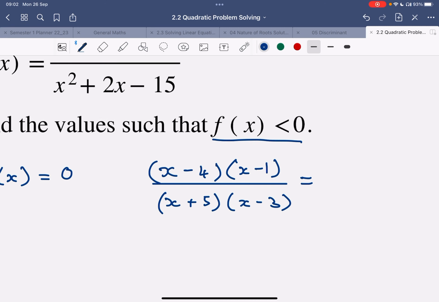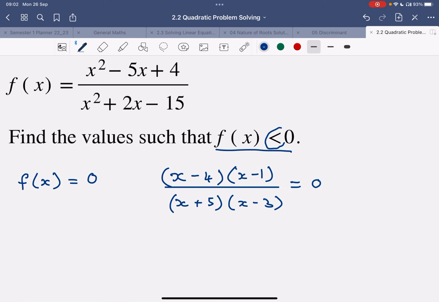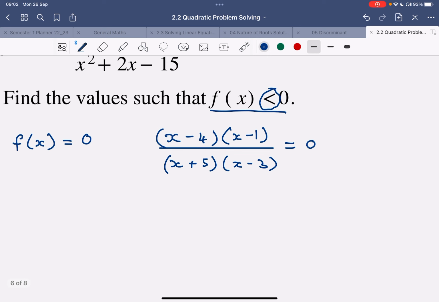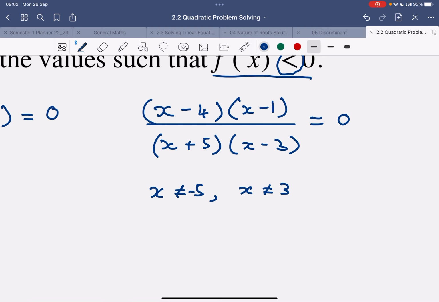Okay, now I'm going to make it equal to 0, and we're going to use this less than right at the very end. Now clearly we should know that x cannot be 3 and x cannot be negative 5, because we can't have a 0 on the denominator. These two values are going to be part of my critical values. Then on the top, x equals 4 and x equals 1.